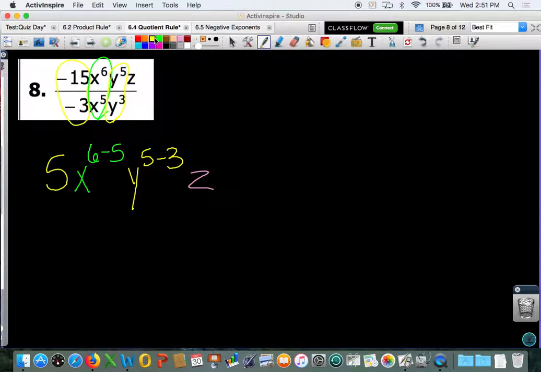Excellent. So I'm going to bring 5 down. X is just x. Please make sure you're keeping your letters in alphabetical order. So I've got x, y, and z. So I've got x to the first power, so I just leave it as x. I've got y squared. And again, z is just the first power, so I leave it as z.